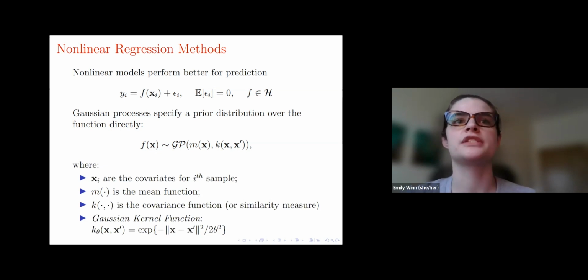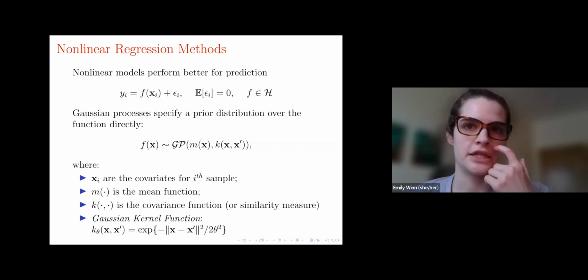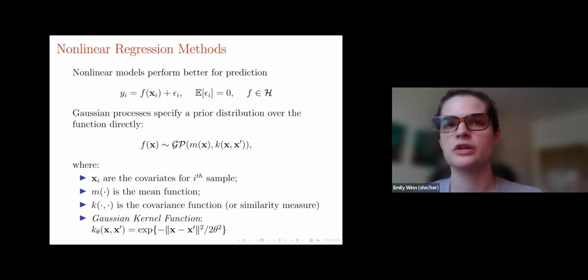So the notation of this: x sub i are the covariates for the ith sample. M is the mean function. K is the covariance function, or the similarity measure between samples. And in our case, we're going to use the Gaussian kernel function, which is displayed here.